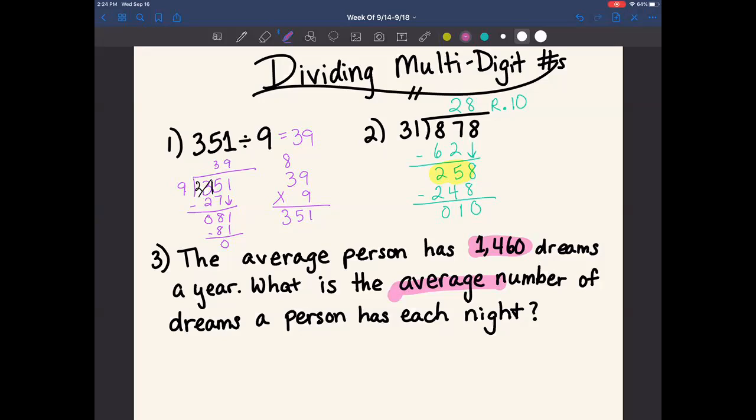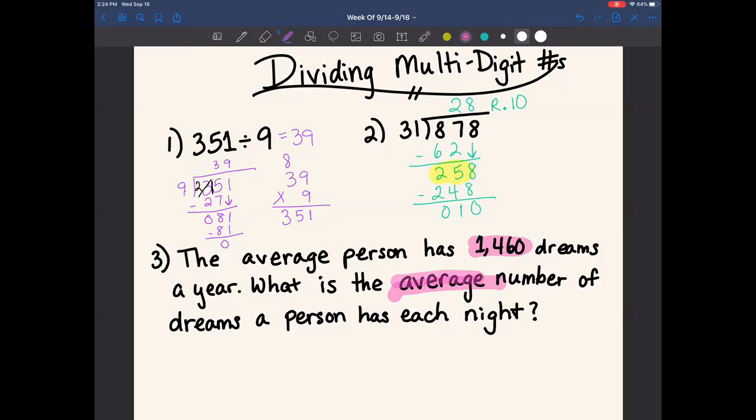So when I'm talking about the average, what operation do we think we're doing? Adding, subtracting, multiplying, or dividing? Adding. Or, no. Think about it. Dividing. We're dividing, right? That's all we've been doing today. So we are just going to divide.